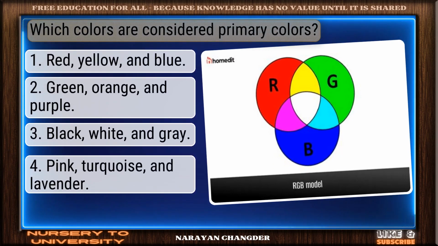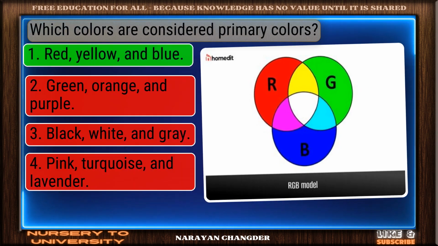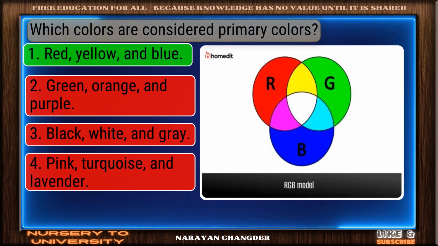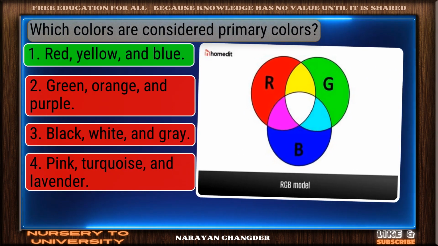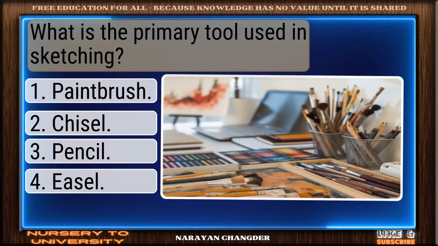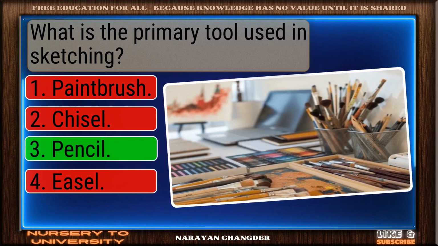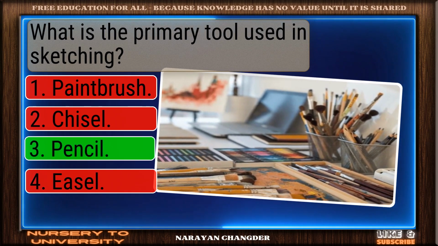Which colors are considered primary colors? Well done. Red, yellow, and blue is the right choice. What is the primary tool used in sketching? Right choice. Pencil is the best answer.